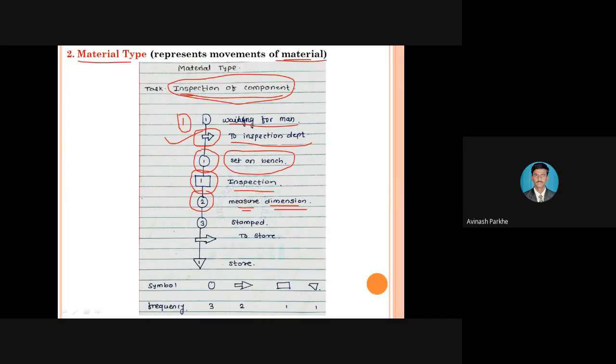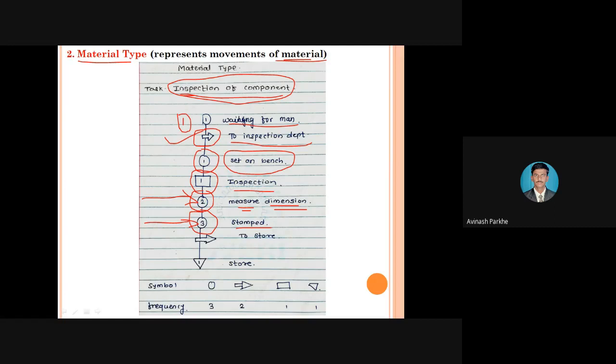So this fifth symbol, this circle, represents measuring the dimensions on that material or product. Then the sixth operation is again represented by the same symbol, that is the operation symbol. What does it indicate? Stamped. Once all the dimensions are measured, we have to give one stamp on that material, meaning inspection is over.